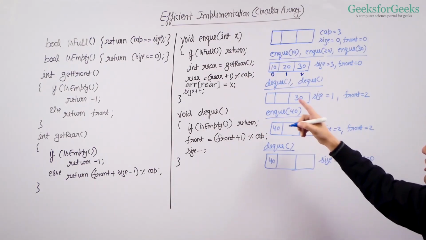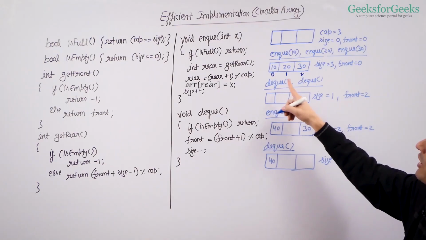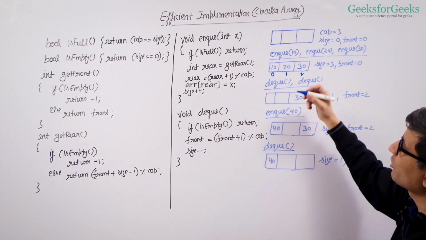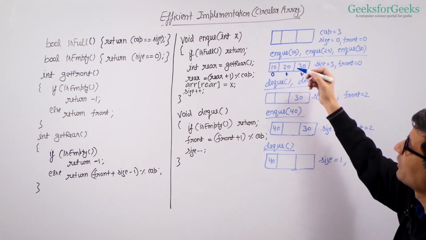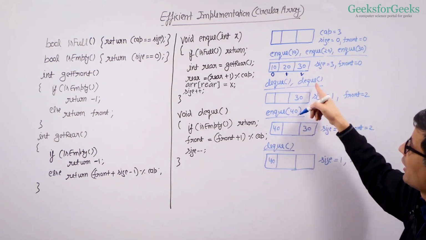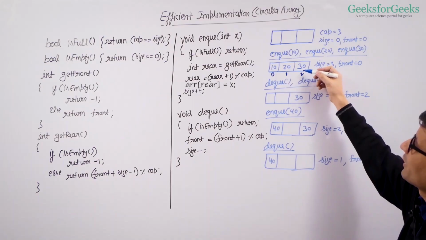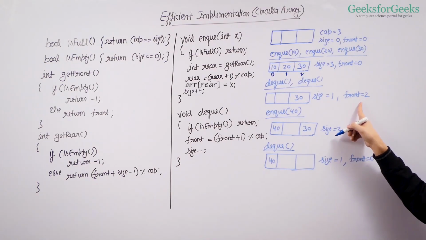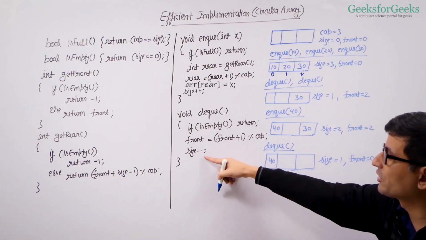Now, if you do a dequeue, say you do the first dequeue, what will happen? In the dequeue operation, you will do front equal to front plus 1 modulo capacity. So your front will come here, right, after the first dequeue. And after doing the next dequeue, your front will come here at 30, which is index 2, right? That's what happens after 2 dequeues, and your size also reduces after every dequeue.